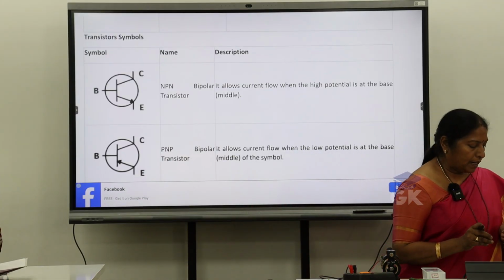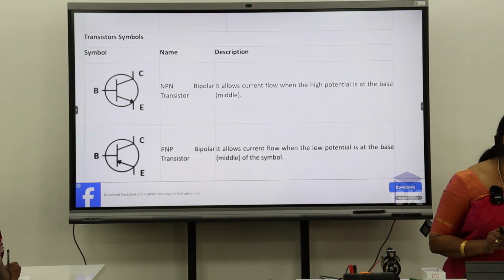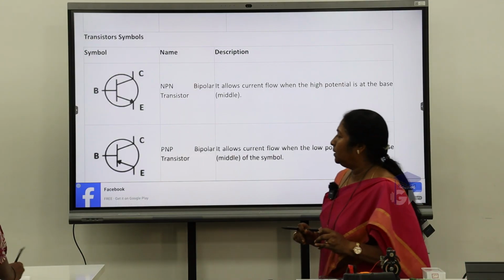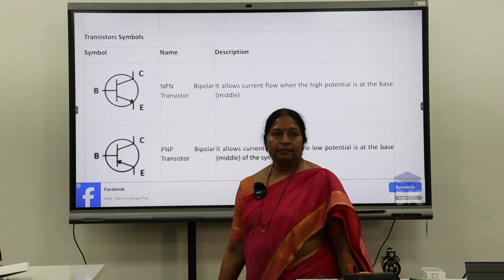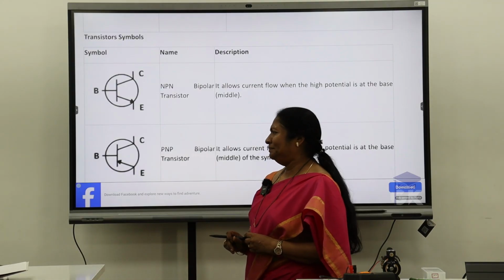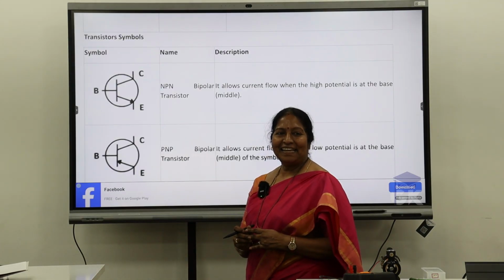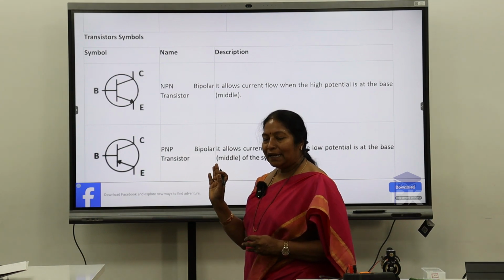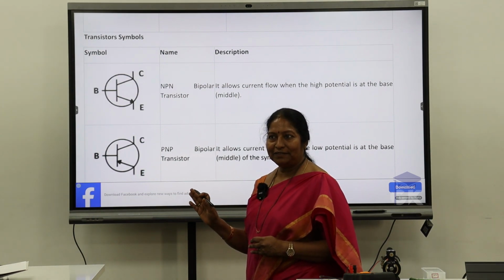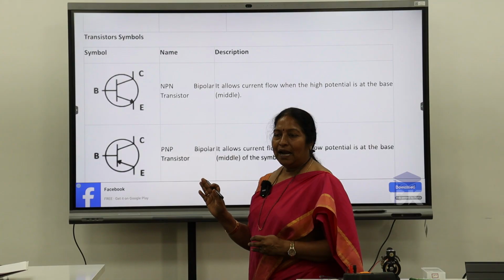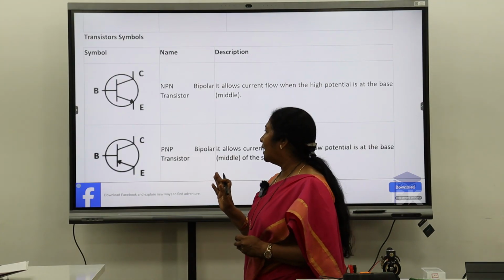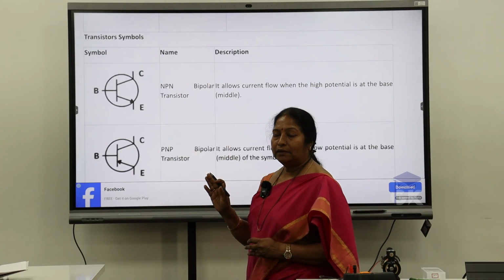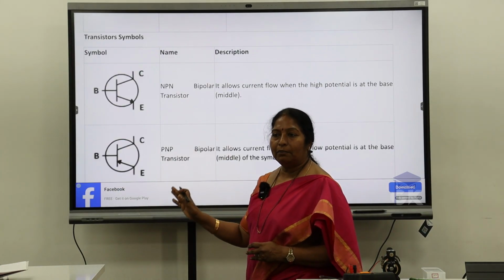And now, what does the arrow represent? What does the arrow represent here in the symbol? Forward drive. Arrow. It represents the current direction. Correct? And in NPN the current direction is always out of your emitter terminal.